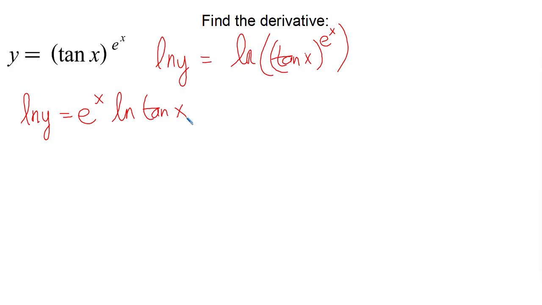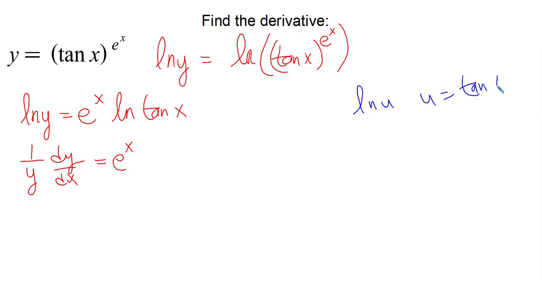We'll implicitly differentiate, so the natural log of y becomes 1 over y dy dx. And then the e to the x times the natural log of tangent x should become a chain rule derivative, right? So the e to the x is just e to the x. And then the natural log of tangent x for the product rule there, we'll write that over here as natural log u, where u is tangent x.